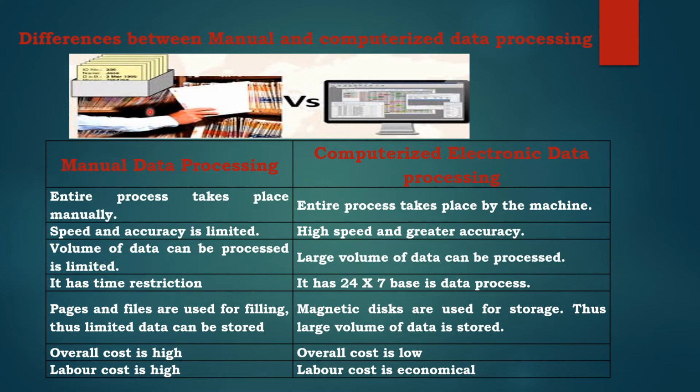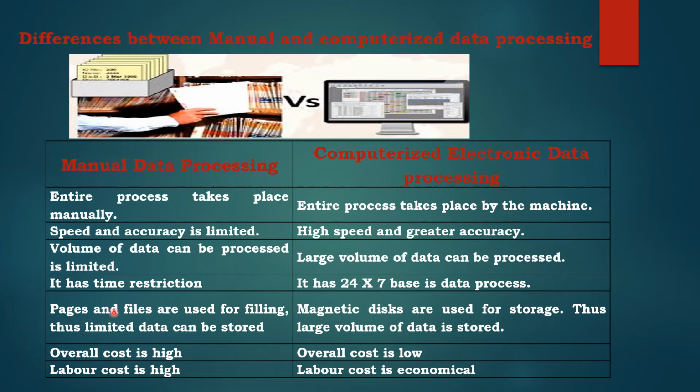So per person, when they're working manually, there is a limit to what they can do. But here, a large amount of data can be processed. It has a time restriction. A person can work only 8 hours or a maximum of 12 hours. More than that, it is not going to work in a day. But here, there is no restriction in work. 24 hours, all 7 days, the data can be processed.